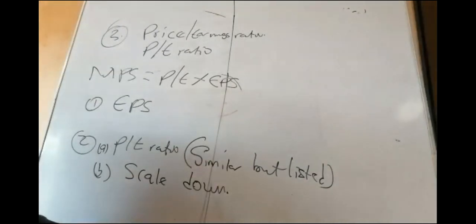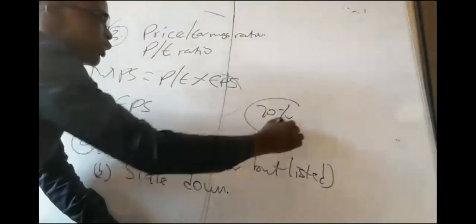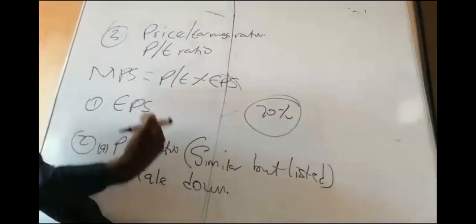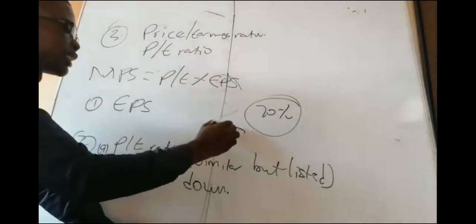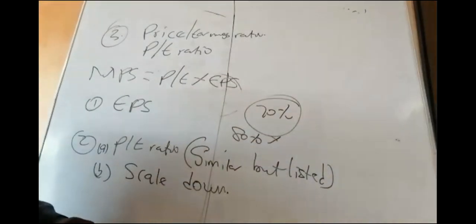To scale it down, for instance, if you are assuming that the risk factor is 20%, scaling it down means you take net of it, you take 80% of what you have calculated because of the risk factor. So basically, that is it.